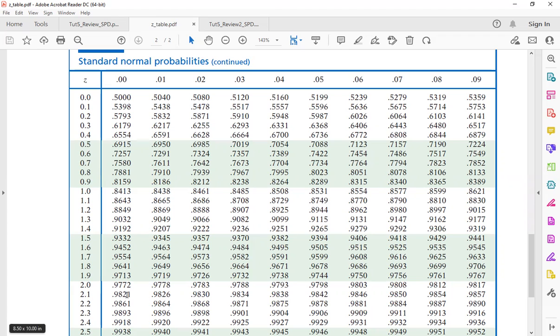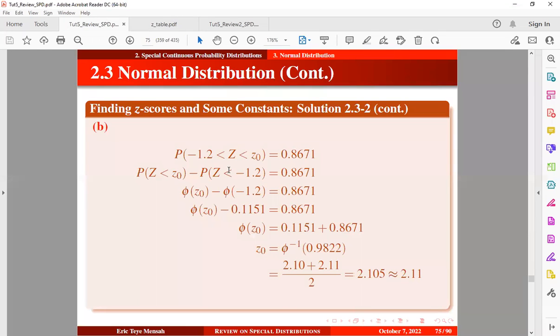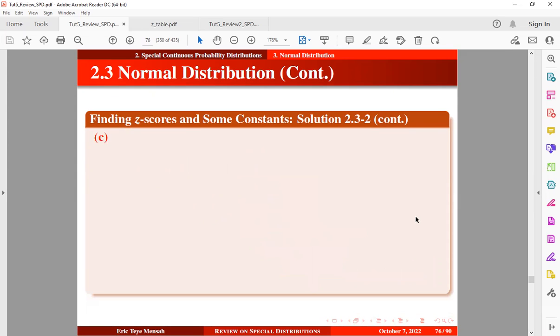So let's try and take 2.10 and 2.11. Okay, so it will be between these two. Once you take the average of it, you get this. Okay, quite simple. So let's take a look at the third part.